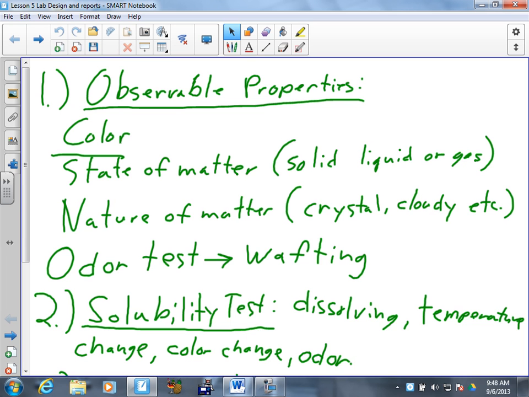All right, state of matter, solid, liquid. There aren't any gases, but I mean, you get the idea. So we're looking for solids. If they're solid, they're likely ionic, especially if they are not just solid, but crystalline.